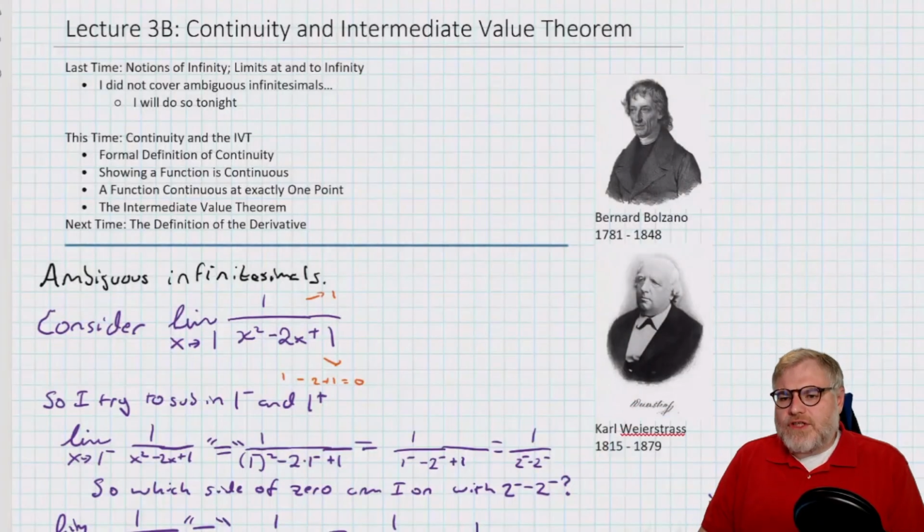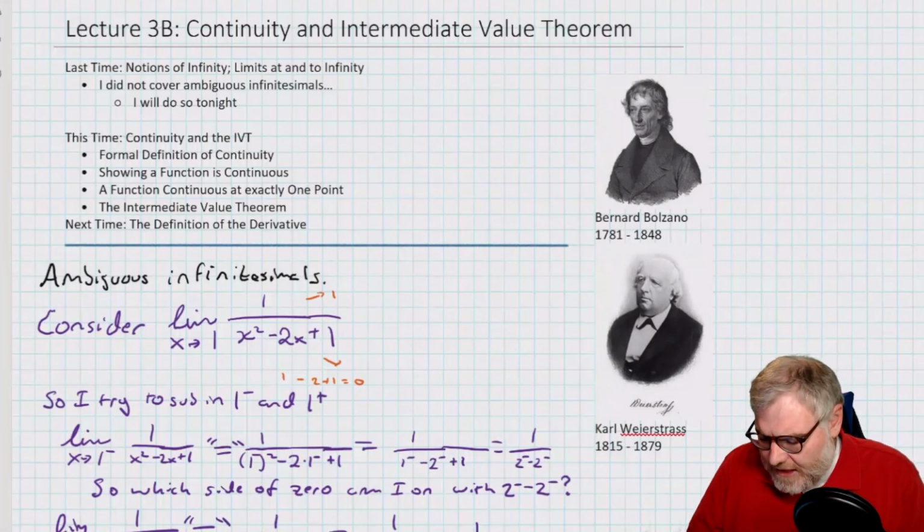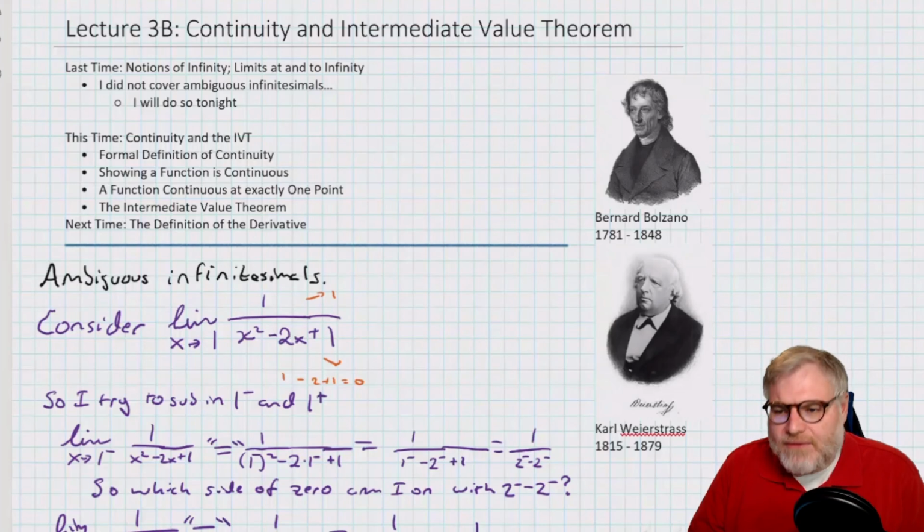This is Calculus 1, Lecture 3B, Continuity and the Intermediate Value Theorem. Last time we talked about limits at and to infinity. One thing I did not cover in that lecture was ambiguous infinitesimals. So we'll do that first, and then we'll talk about continuity and the intermediate value theorem.